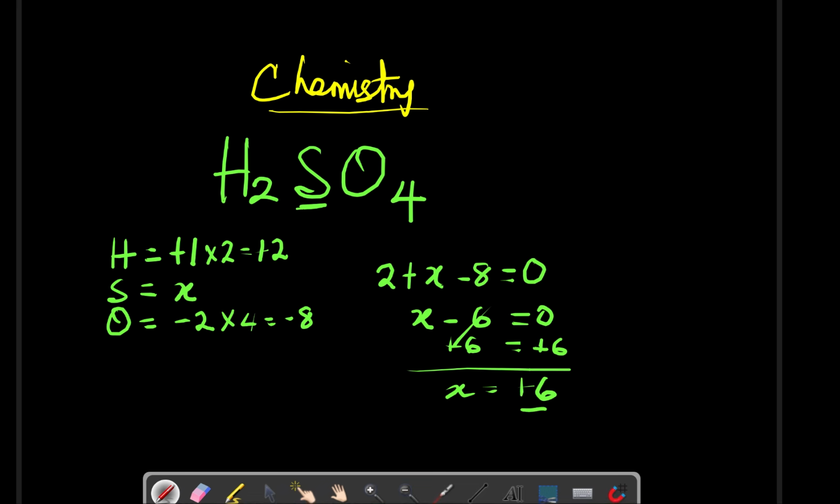So this means that the oxidation number of sulfur in this particular compound, some people call it tetraoxosulfuric acid, or I just want to call it a compound just the way it is, is +6.